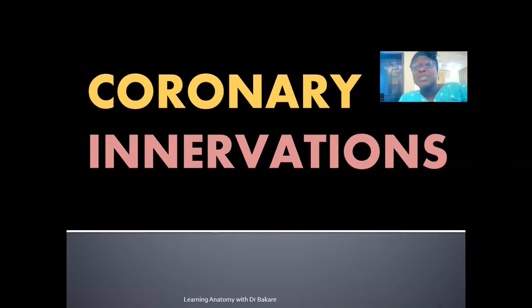Let's look at the coronary innervations. This is the innervations of the heart. Lie down with me as I unfold the anatomy of the coronary innervations.